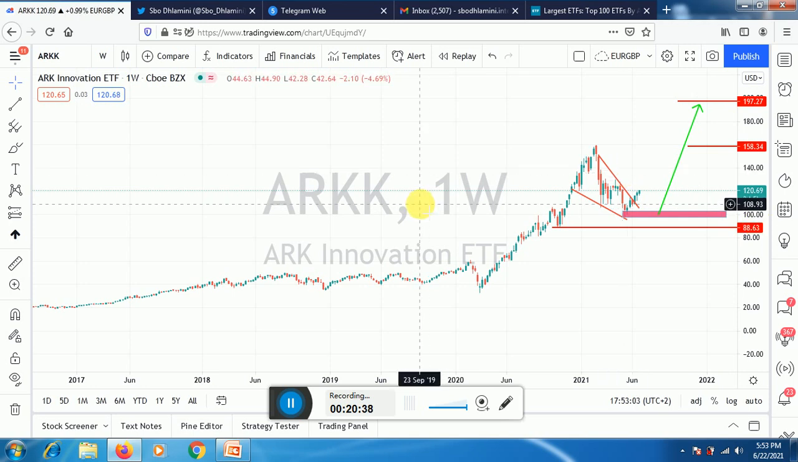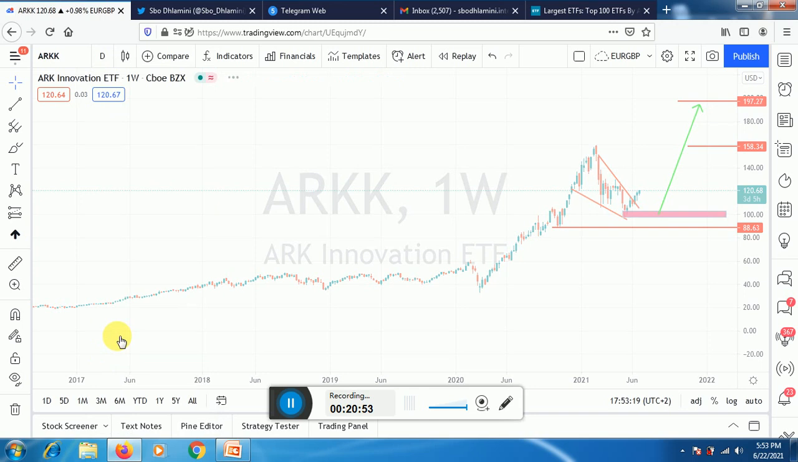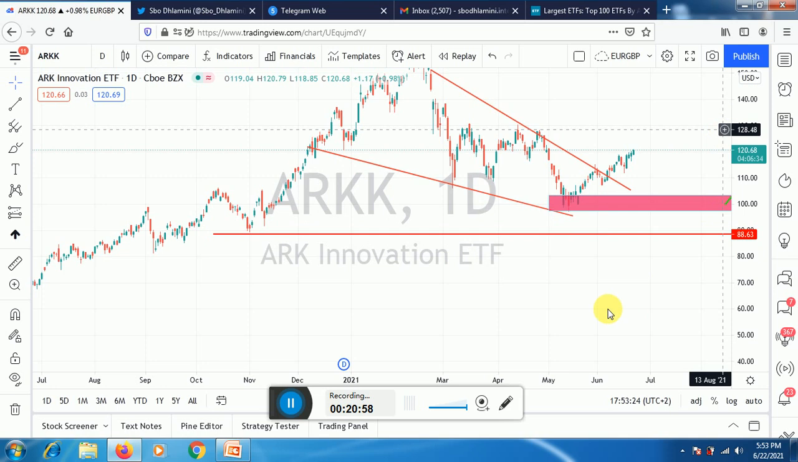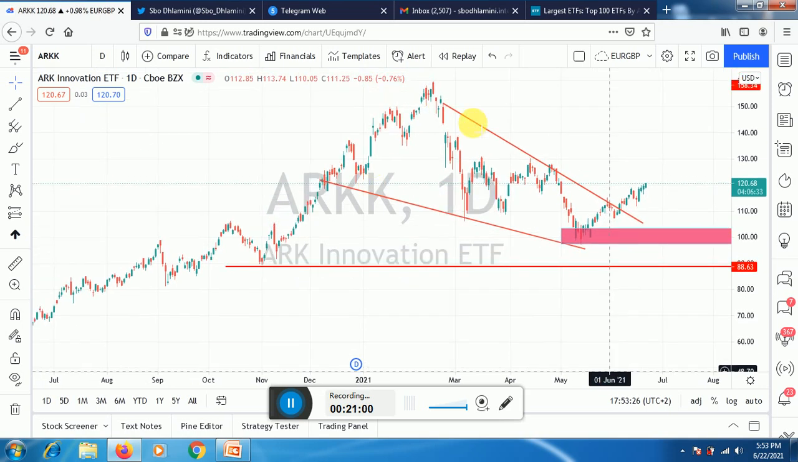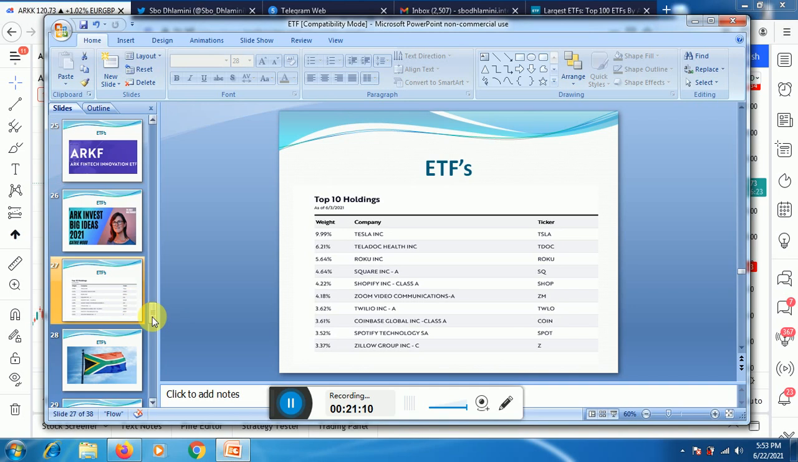I myself have been tweeting a lot about this ARK Innovative ETF. So you can see it is a real deal here. There on the weekly charts, and even if we go down to the daily, we can still see that the original bullish trend is still at play. It broke out of this triangle pattern. Now it's trading outside this triangle pattern, targeting the 158 level.